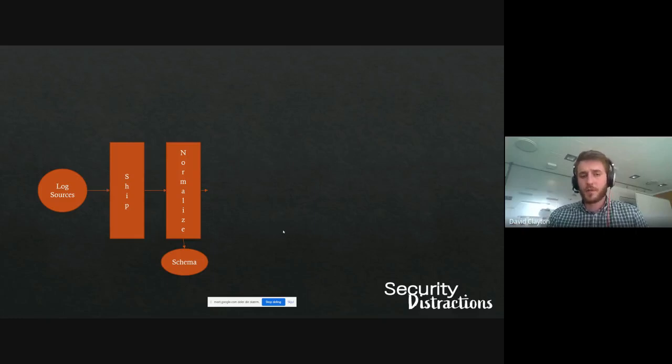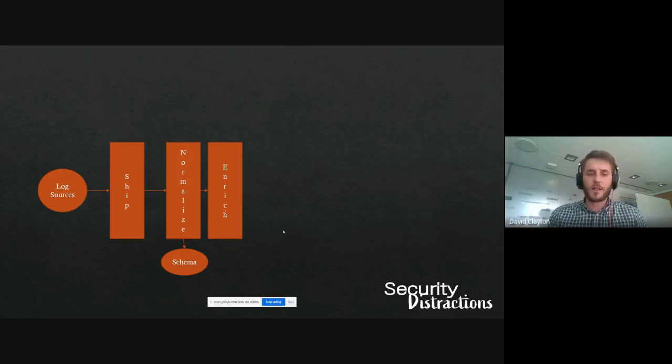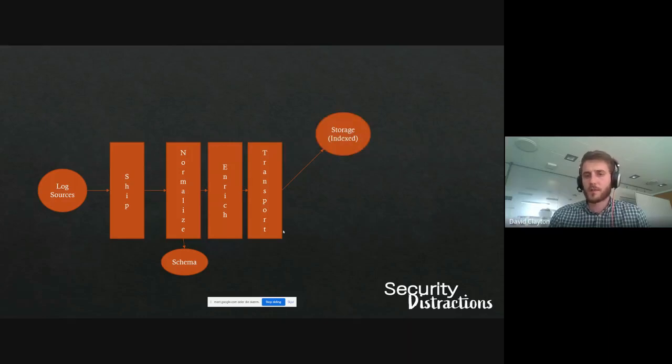After it's been normalized and set up, you can enrich. There's a reason why it's normalize first and then enrich afterwards: if you do the normalization first, it's much tighter. You can do enrichment only once after that, and you'll see how that's done in the next couple of slides. After enrichment, we're going to want to transport the logs somewhere, in this example to storage where they're indexed, so we can do searching, queries, and visualizations on the logs once they're stored and enriched.